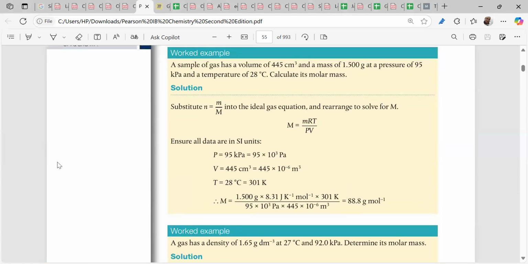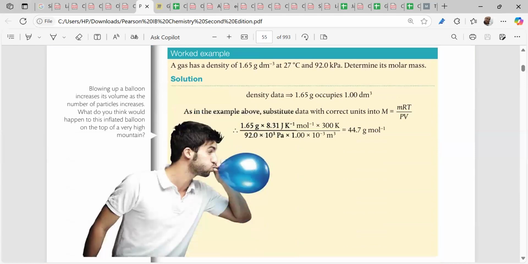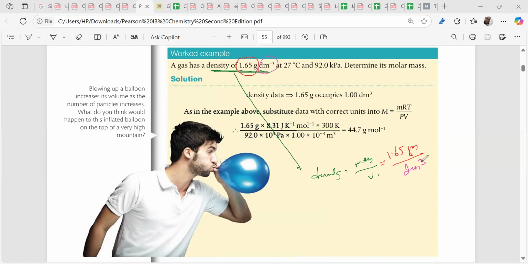Now, if you have got a density, this is a trick you have to know. Always remember, density is equal to mass by volume, right? In the density, two pieces of information are given: mass is given, and volume is given, in decimeter cube. Clear? Do you get my point?